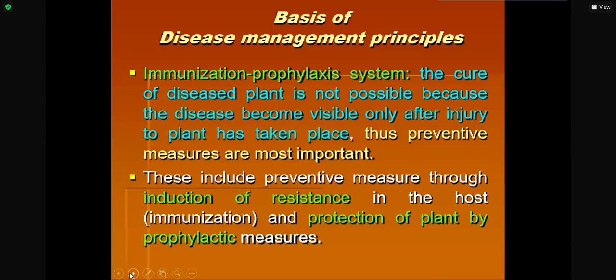What do we have to do? We have to prevent the pathogen so that there is no disease. Mind it. Unlike a human being or animal, the diseased plant can never be transformed into a healthy plant.